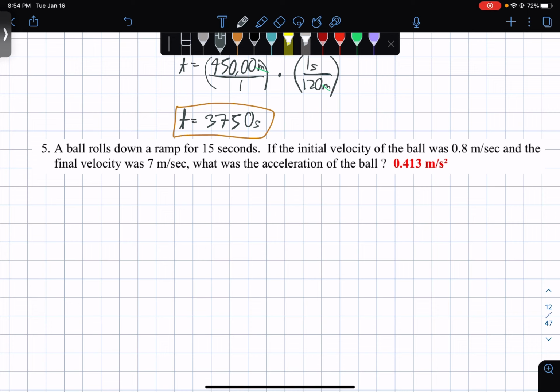So next, a ball rolls down a ramp for 15 seconds. If the initial velocity of the ball was 0.8, okay, so we have Vi 0.8 meter per second, and the final velocity was 7 meter per second. What was the acceleration of the ball? Okay, so this is where the acceleration formula comes in handy. Again, it's Vf minus Vi divided by the total time. The total time is said to be 15 seconds. Okay, so we have everything that we need.